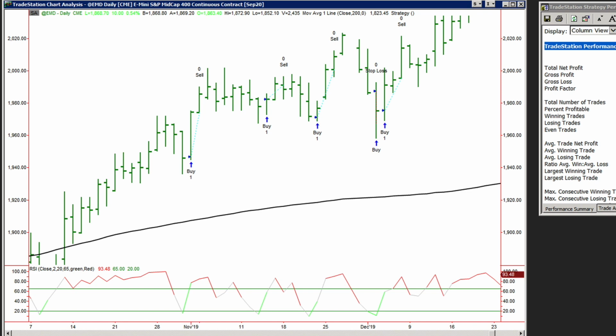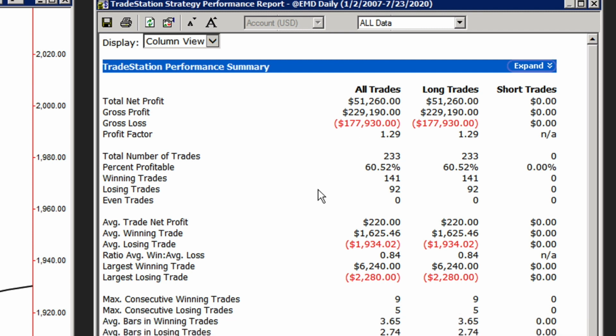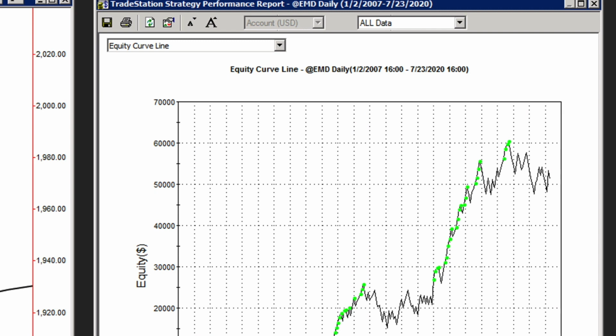And we can also then, of course, generate a performance report. So this is the power of knowing EasyLanguage. You can test ideas like this, back test it over years and years of data, and you can see if this has any merit. And this looks like it does. We have over 200 trades. We're averaging $220 per trade, and we've netted $50,000. And you can also take a look at the equity graph.